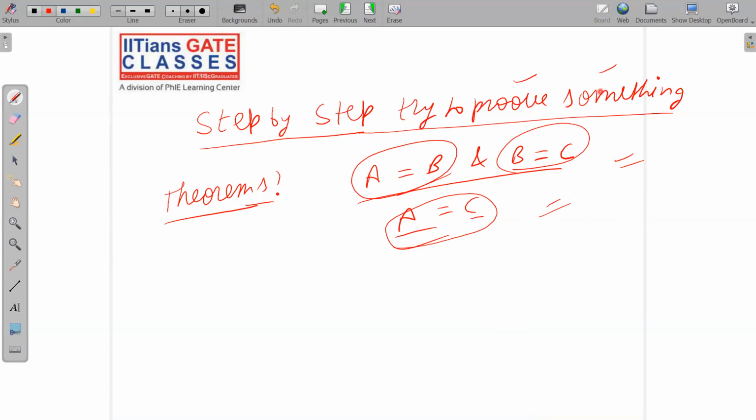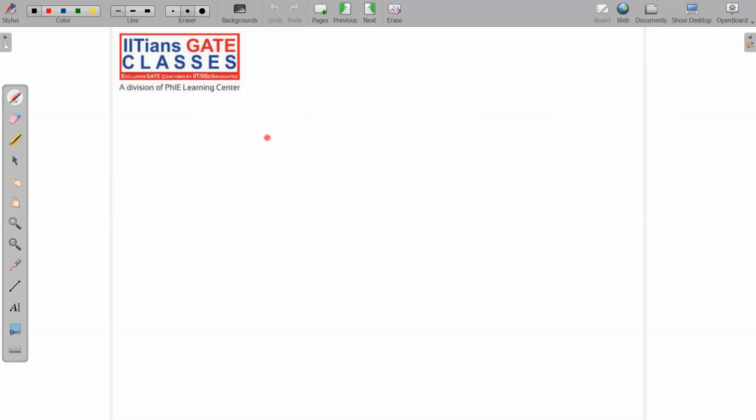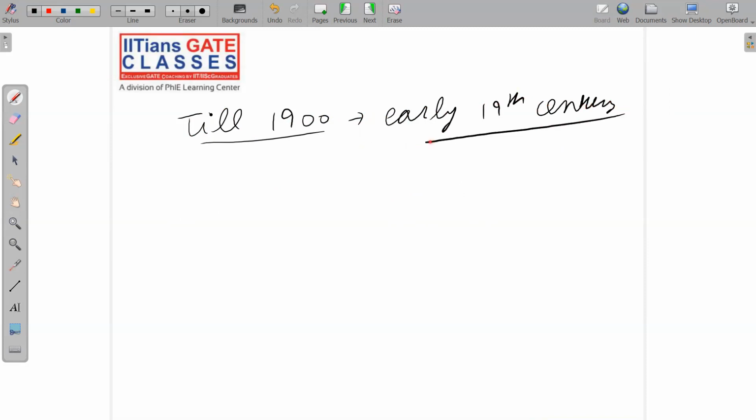Now let me come to our basic scenario, what I was trying to say. Just note it down fast. Till early 1900, you can say till early 19th century, everybody believed that logic is complete. Everybody believed that given any statement which we know is true, we can easily prove that it is true, and given any statement which is false, we can easily prove that it is false.